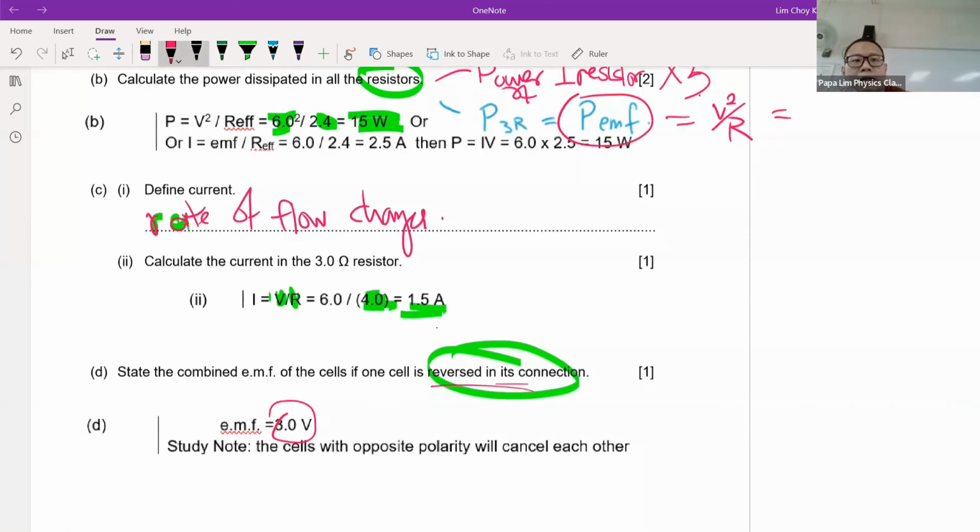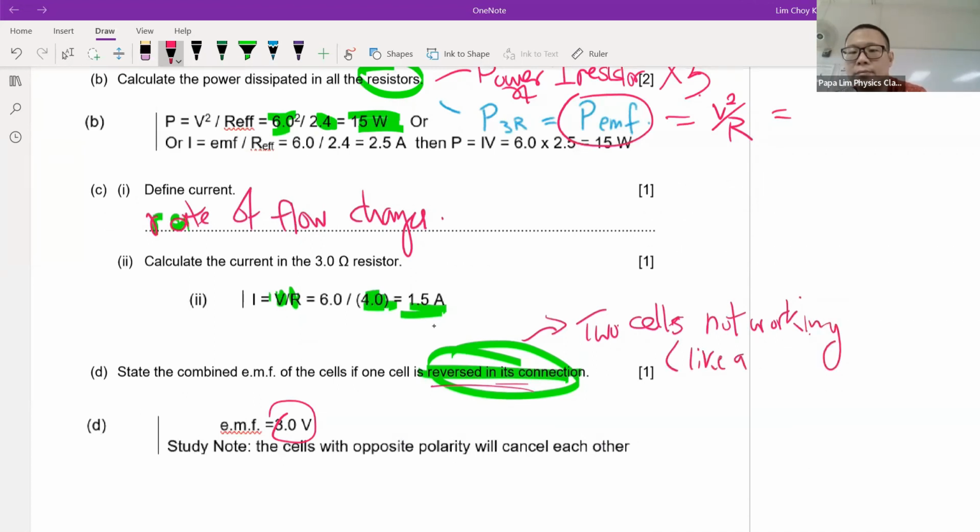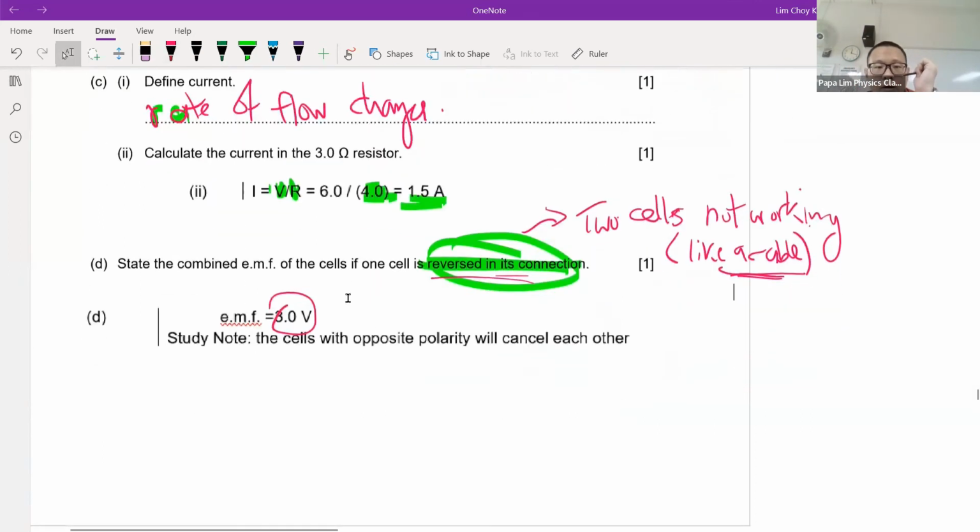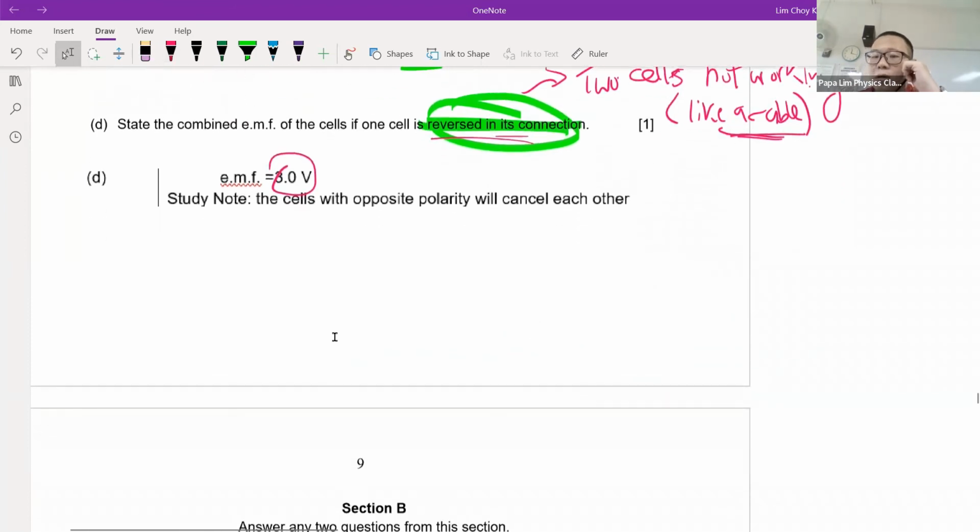So take note, the only thing I need to highlight is that when I have one cell in reverse condition, the neighboring cell automatically will be affected. If I have one cell in reverse order, it's effectively telling the students that I actually have 2 cells not working properly, and when I say not working, they actually behave like a cable. So take note of this reverse cell. It's something that we don't actually see often.